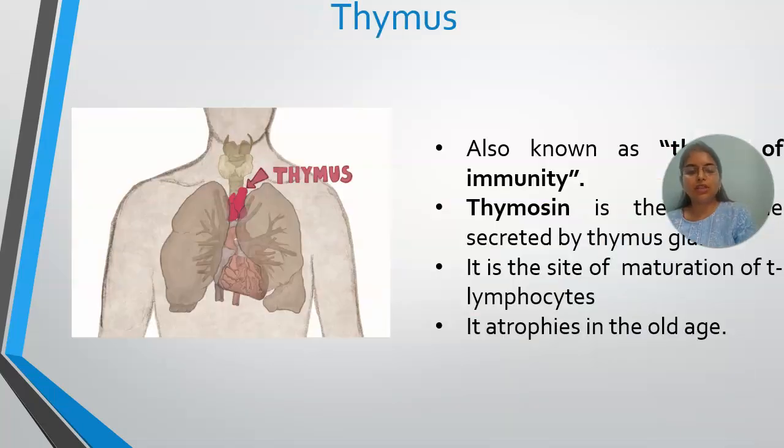Then we have thymus, which is also known as the throne of immunity, because the T cells of the blood mature in the thymus, and as we age, this gland atrophies, and therefore the immunity is compromised as we age.